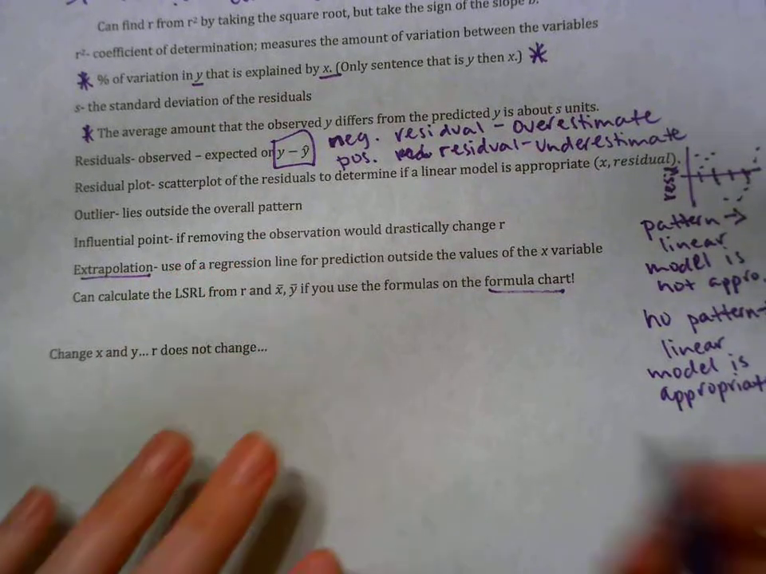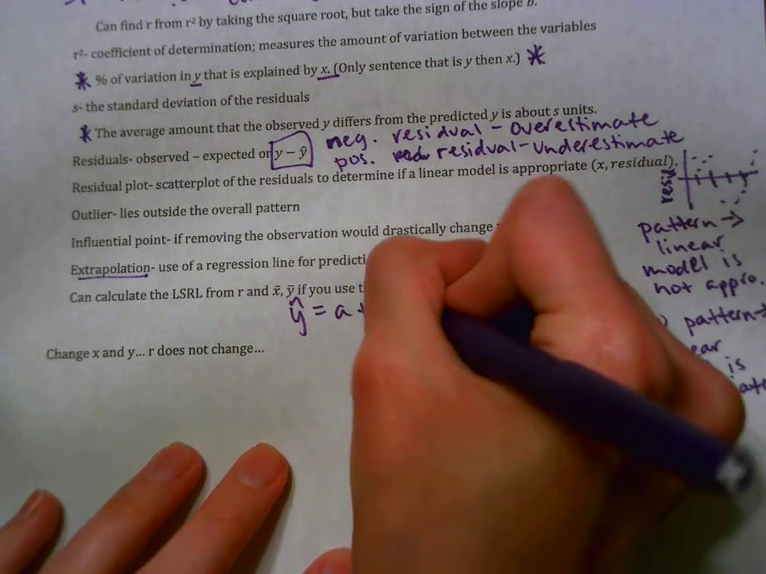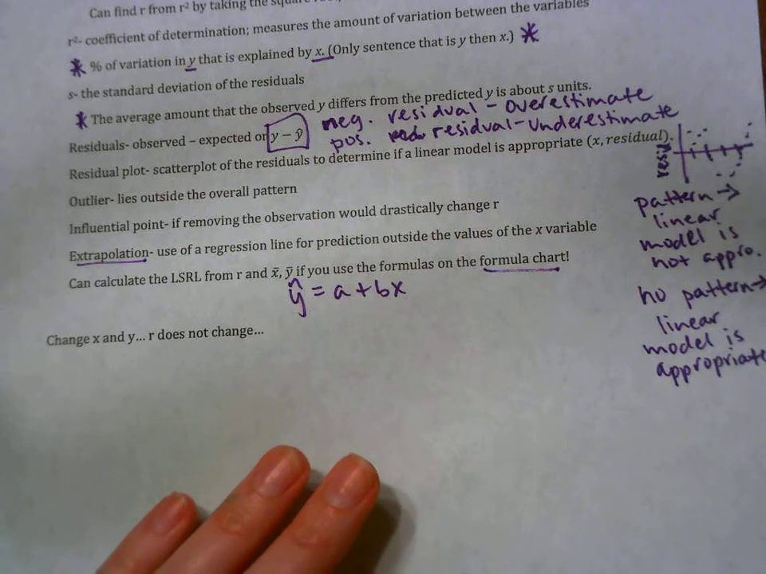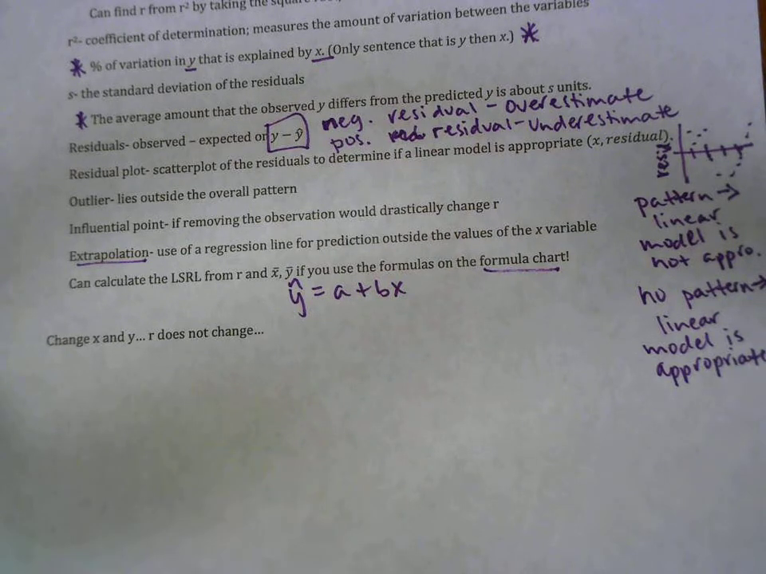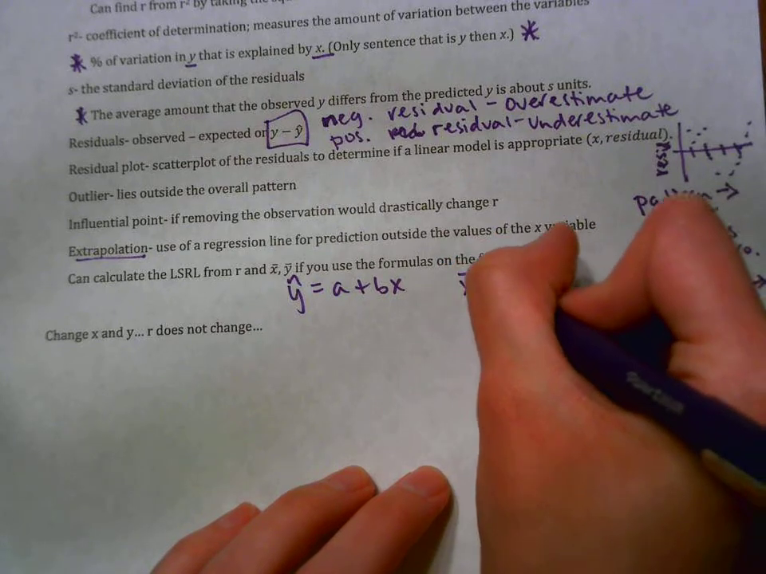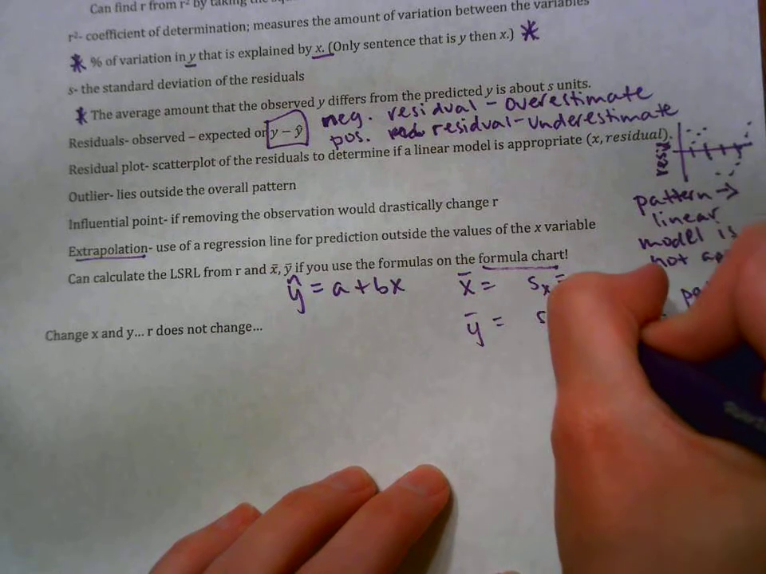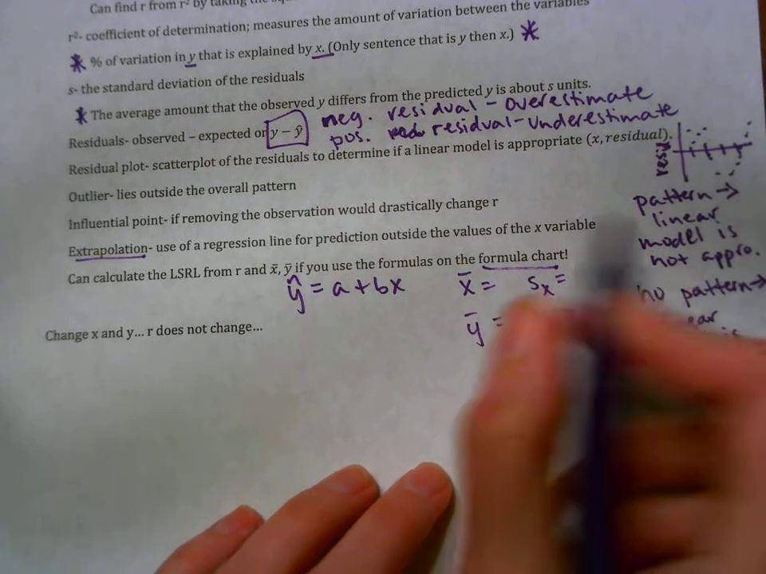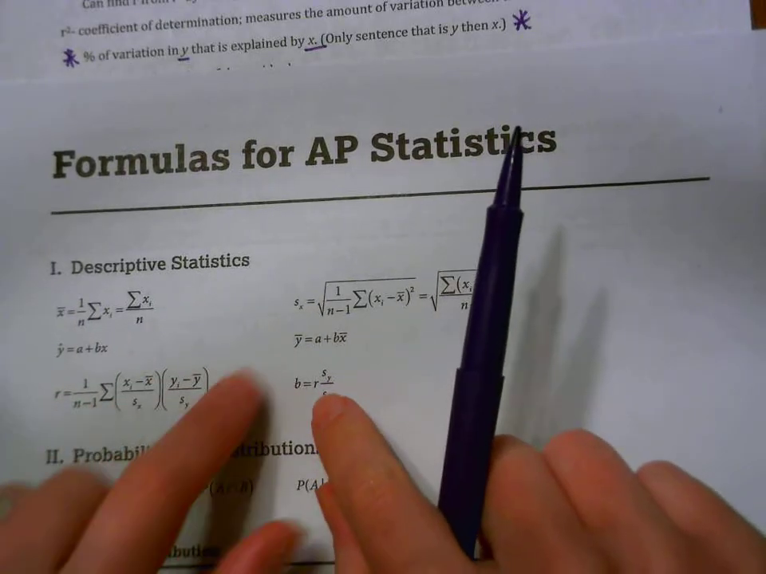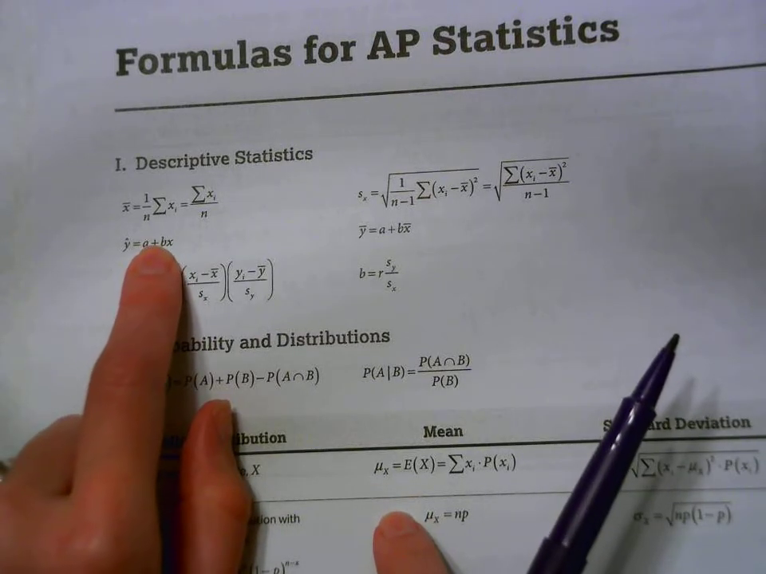I'm not going to write it down here because now they keep your least squared regression line always A plus BX. So if they didn't give you the data, so you can't type it in your calculator, they just gave you the summary statistics, the mean of your X data and the standard deviation of your X data and the mean of your Y and the standard deviation of your Y, they gave you those four things, then we could still come up with this using these two formulas. So this is your new formula chart. This is your least squared regression line.